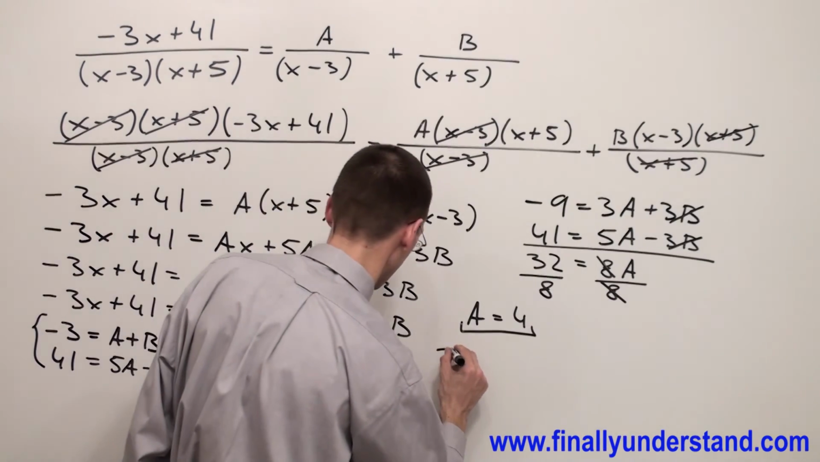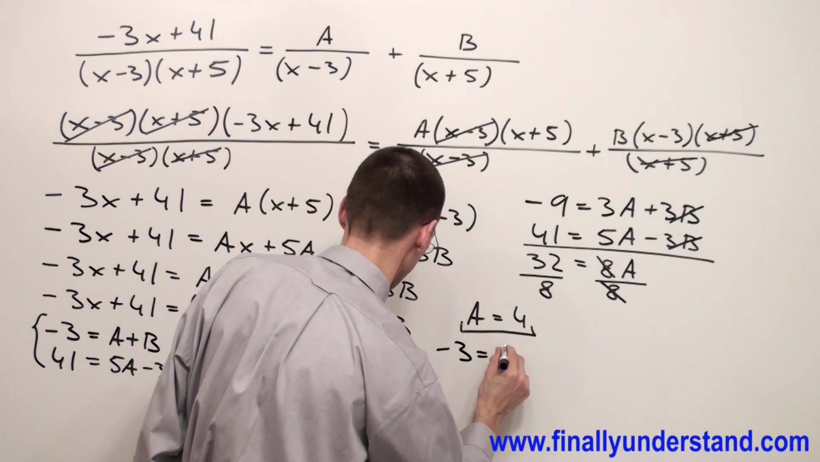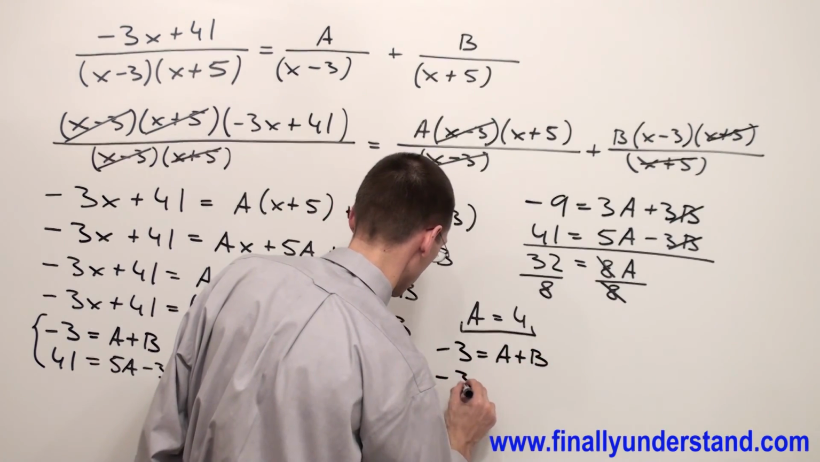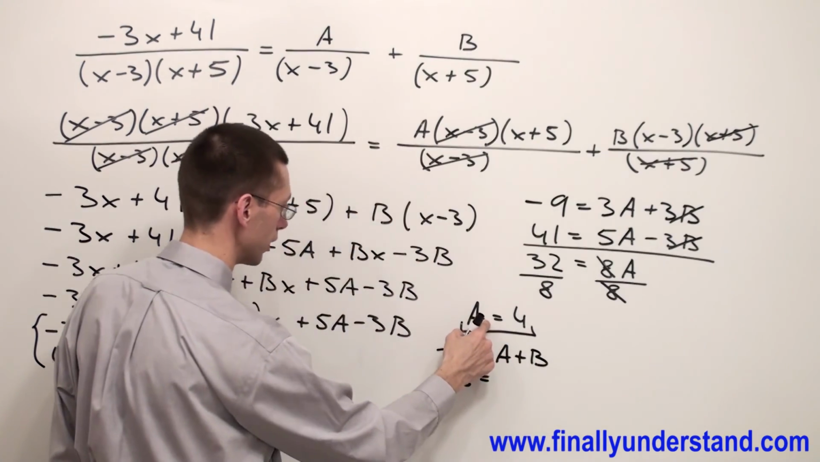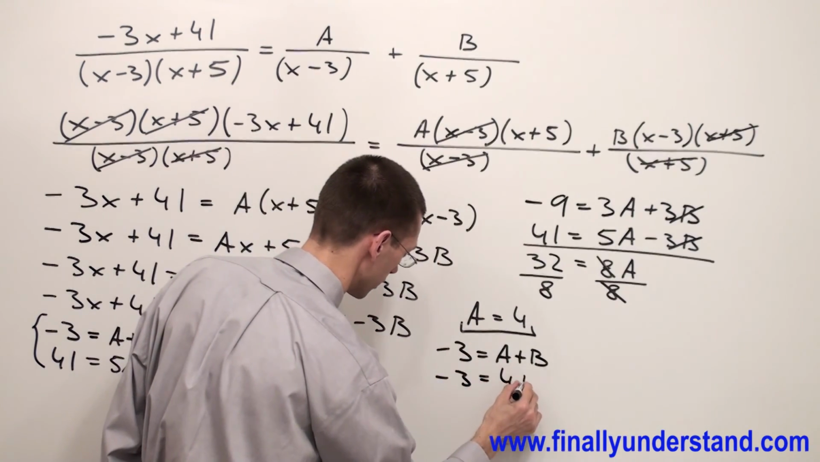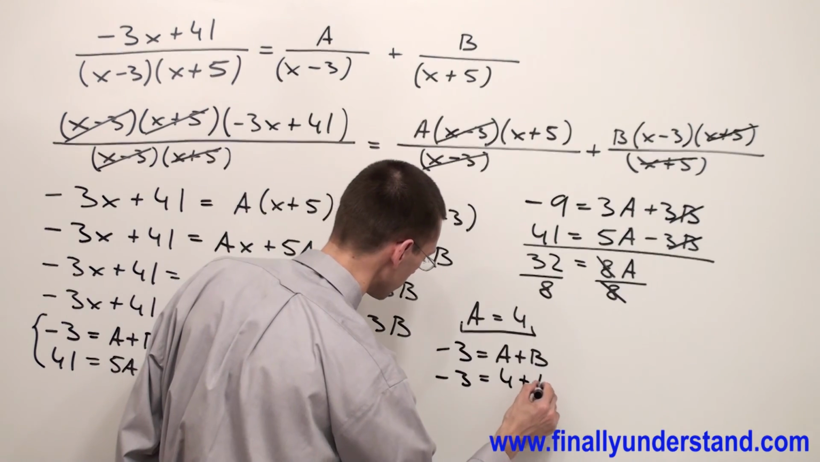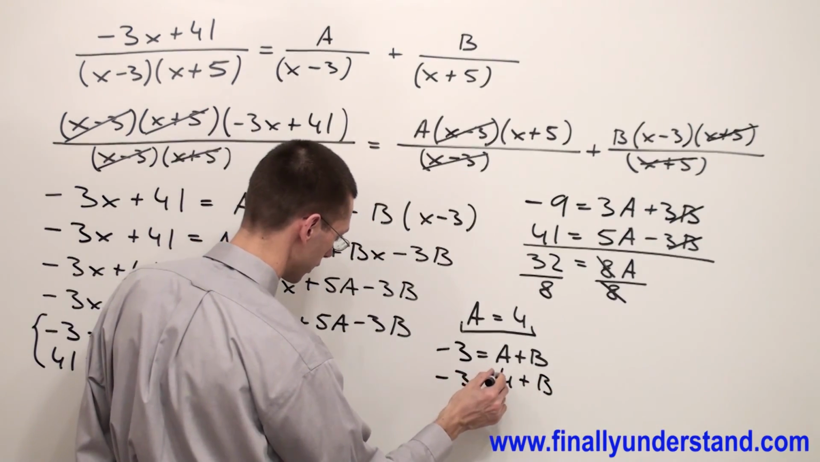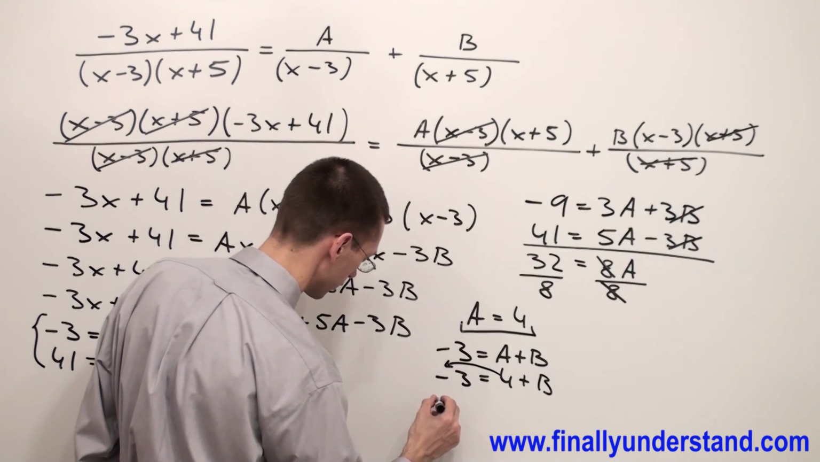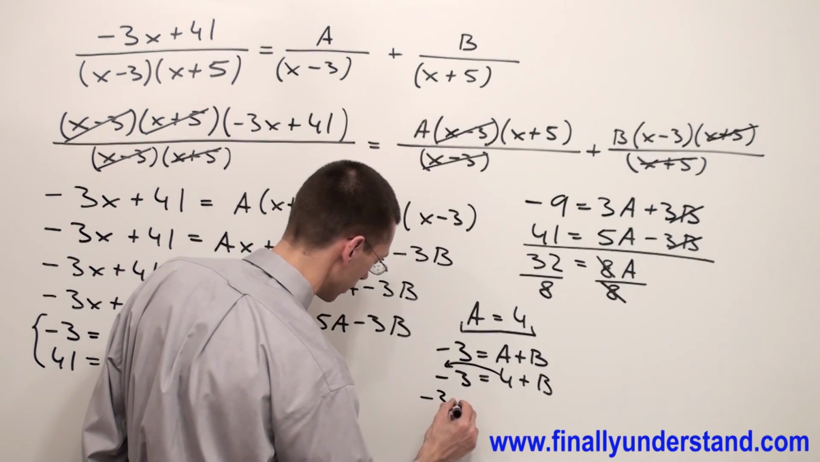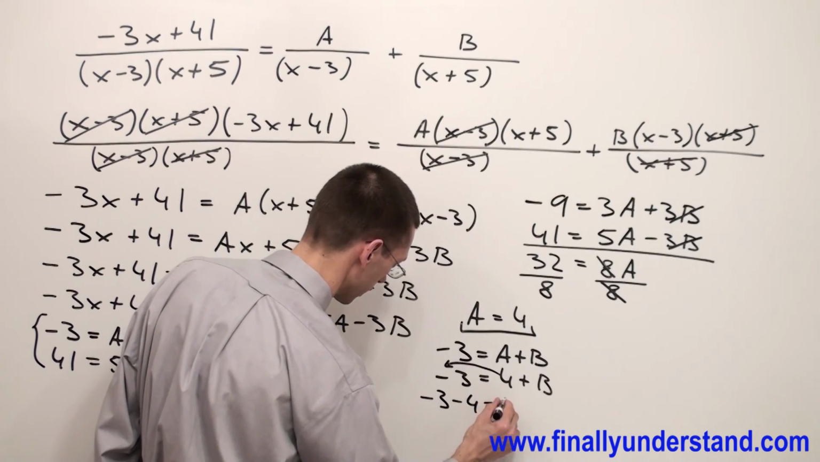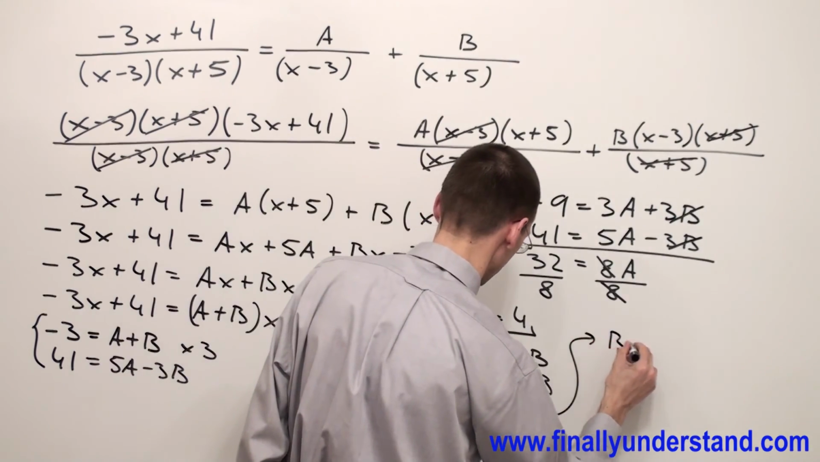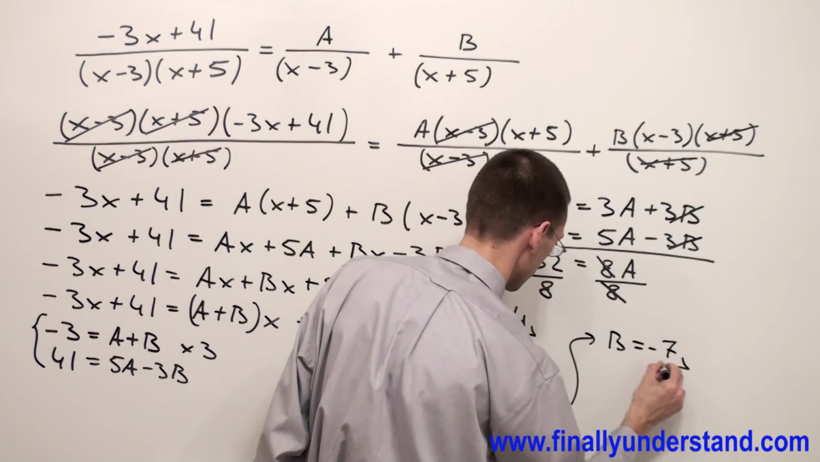I have minus 3 equals a plus b. Minus 3 equals a, which is 4, plus b. In order to find b, I have to move 4 to the other side of my equation, and I'm going to have minus 3 minus 4 is equal to b. That's why I'm going to write b is equal to minus 7.